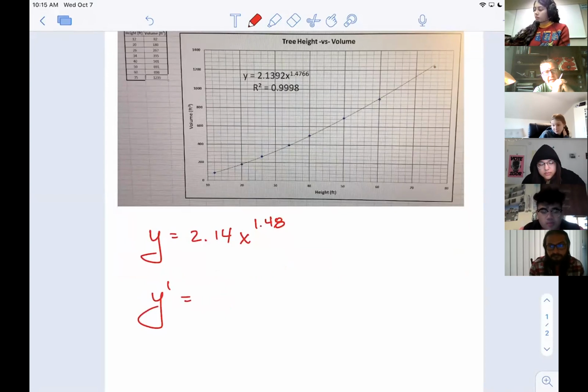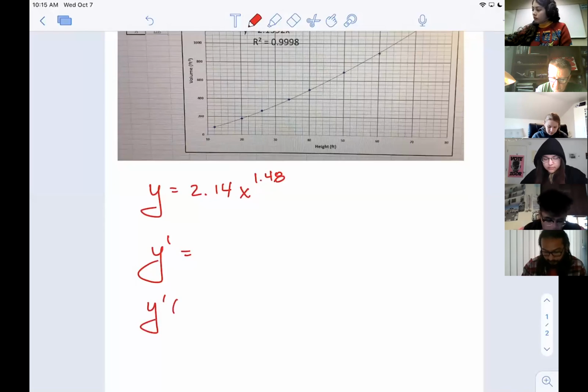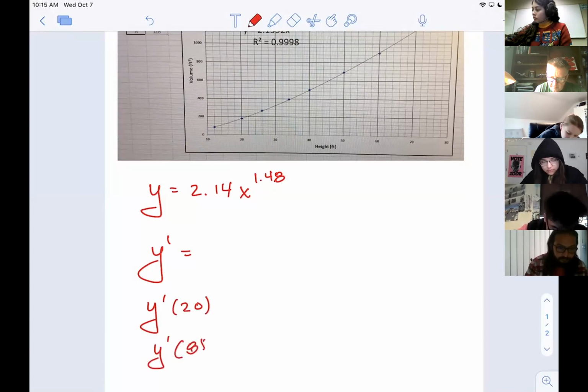And then more importantly, do you know what good that does? So let's find y prime, and let's find y prime of 20, and let's find y prime of 80. You never just take a derivative, you use it to do something.